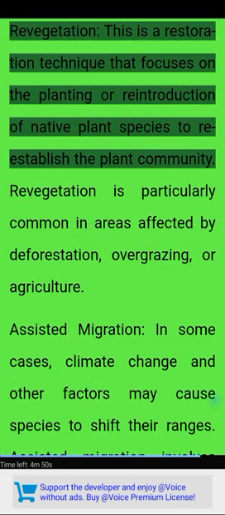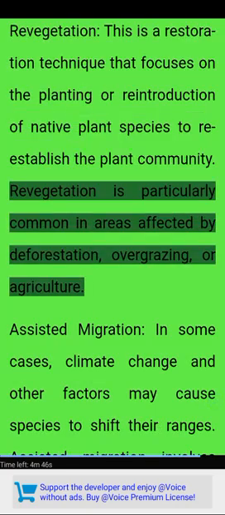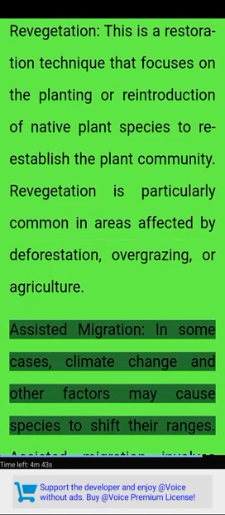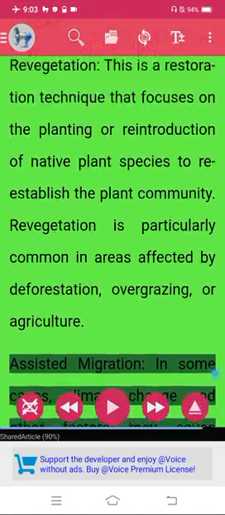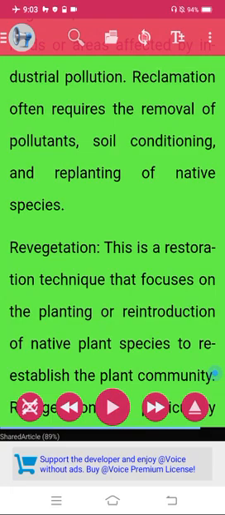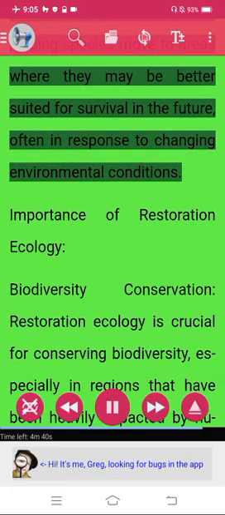Revegetation. This is a restoration technique that focuses on the planting or reintroduction of native plant species to reestablish the plant community. Revegetation is particularly common in areas affected by deforestation, overgrazing, or agriculture. Assisted migration. In some cases, climate change and other factors may cause species to shift their ranges. Assisted migration involves helping species move to areas where they may be better suited for survival in the future, often in response to changing environmental conditions.